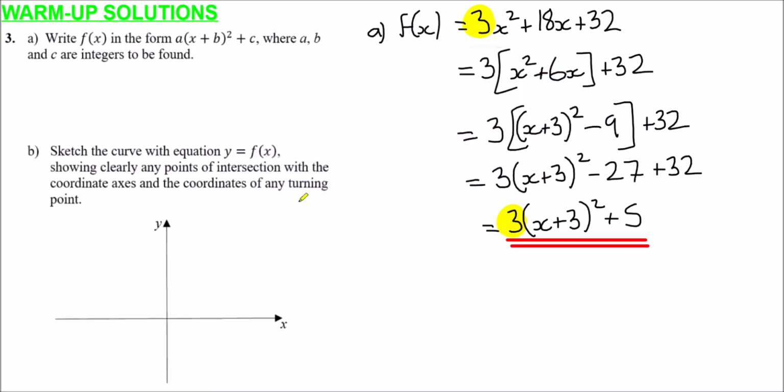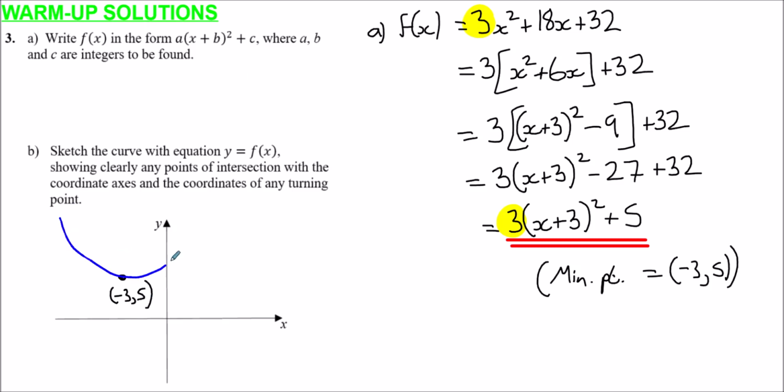Part B. So from part A, we know where the minimum point is on this. So I'll just put in brackets. The minimum point is when x is minus 3 and y is 5. So the minimum value of y is positive. It's 5 when x is minus 3. If that's the minimum value of y, that's essentially saying it's never going to cross the x-axis. Whoops, that's a terrible sketch. So it's going to be something like this.